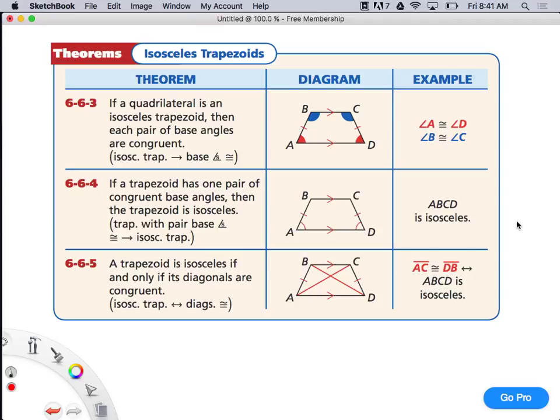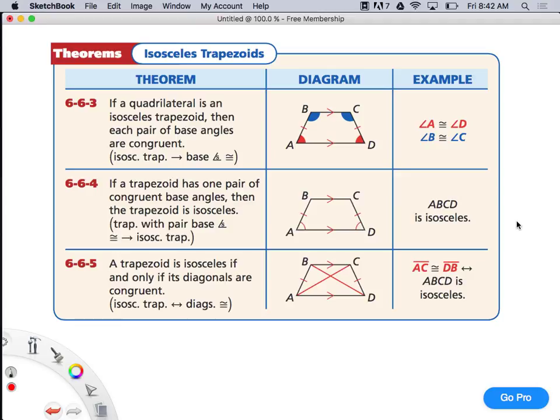So, if a quadrilateral is an isosceles trapezoid, then the base angles are congruent. If a trapezoid has one pair of congruent base angles, then it's an isosceles trapezoid. The last thing: a trapezoid is isosceles if and only if its diagonals are congruent. So in an isosceles trapezoid, the legs, the base angles, and the diagonals are congruent.